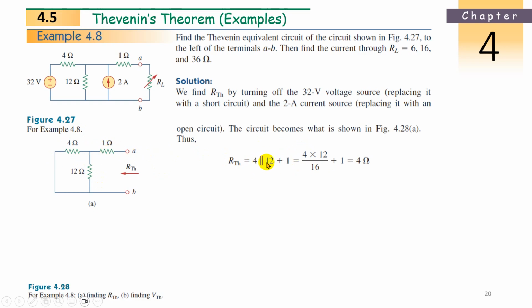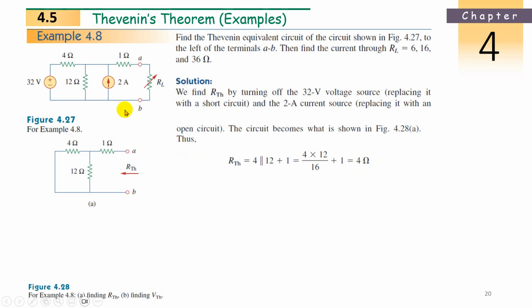So what is the 4 ohm and 12 ohm parallel? 4 multiplied by 12 divided by 4 plus 12, that is 48 over 16. So we will get 3 ohms. Here you will get 3 ohms plus 1, this is 4 ohms. So R Thevenin we got in one step. Now we need the next step, Thevenin's voltage. For voltage, what do we have to do?